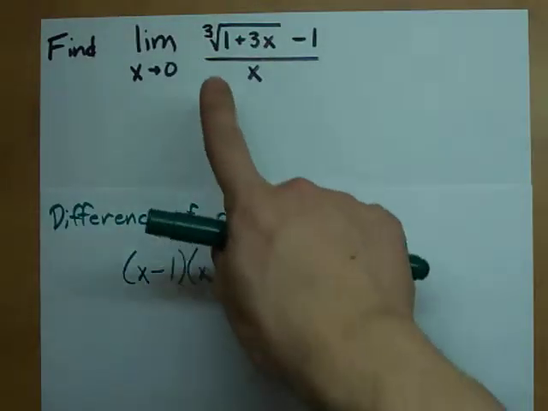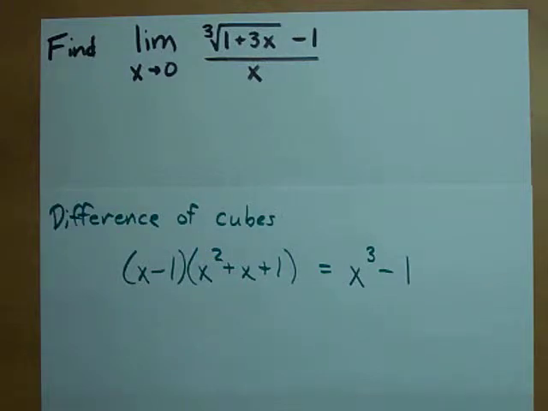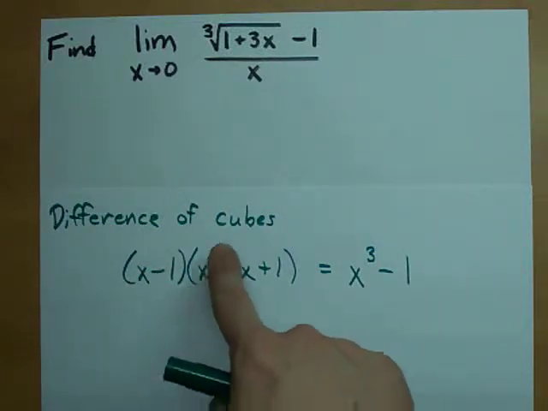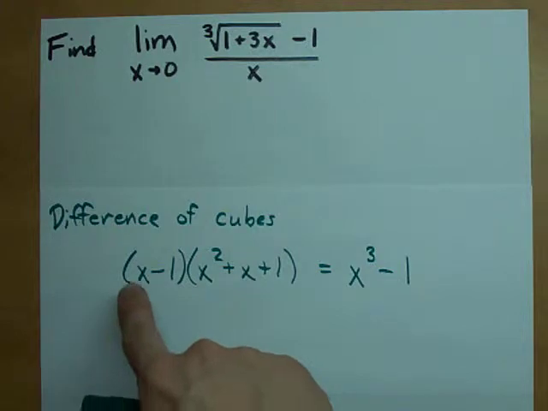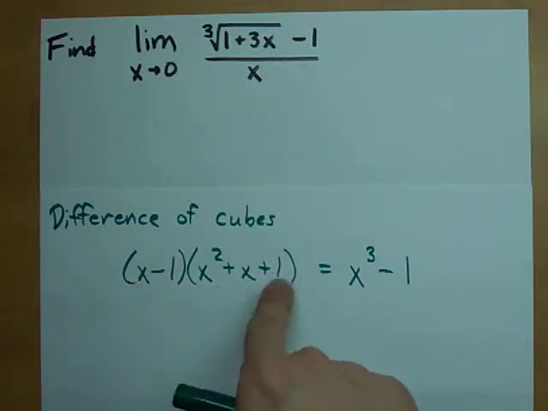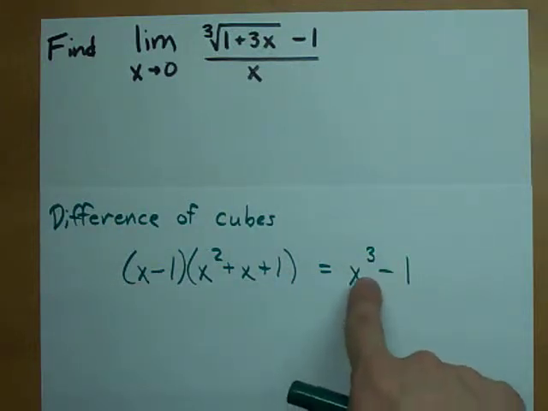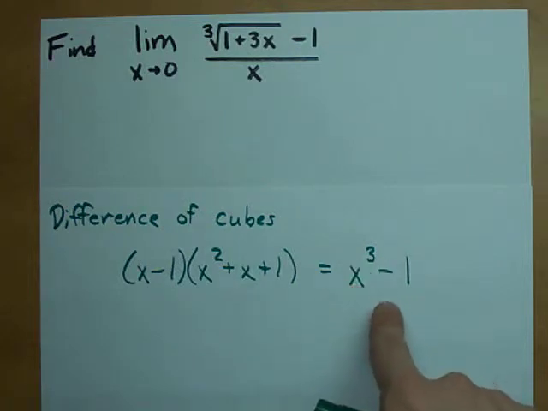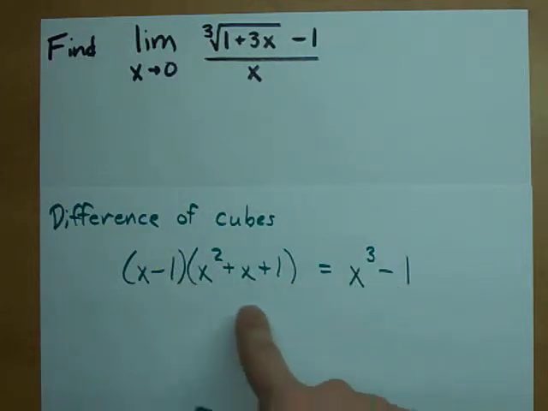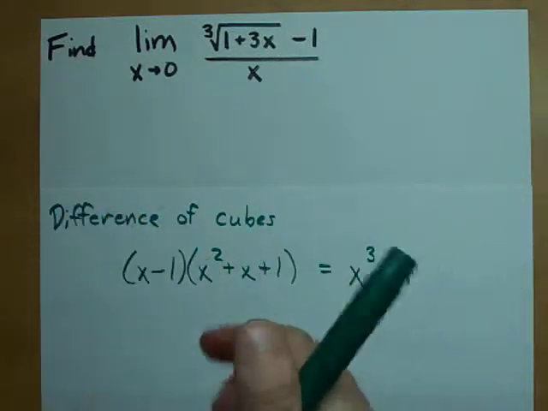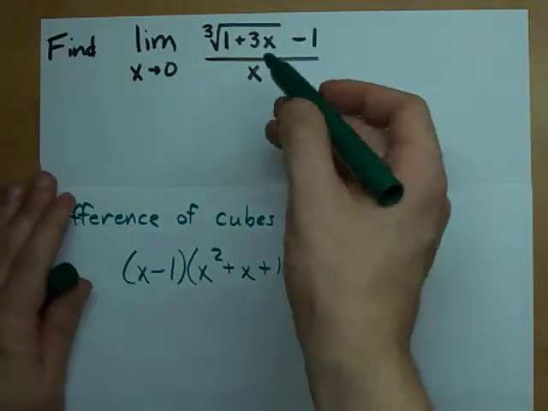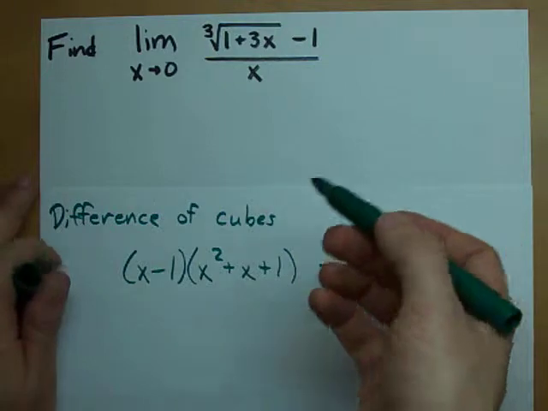But here we have the cube root. So the trick is to use something called difference of cubes, which says if you have something minus 1, then if you multiply it by that something squared plus that something plus 1, then you end up with that first thing cubed minus 1. Now that works out when you multiply your polynomials out, but here's how it actually matters for you. We want the cube root to eventually cancel out.